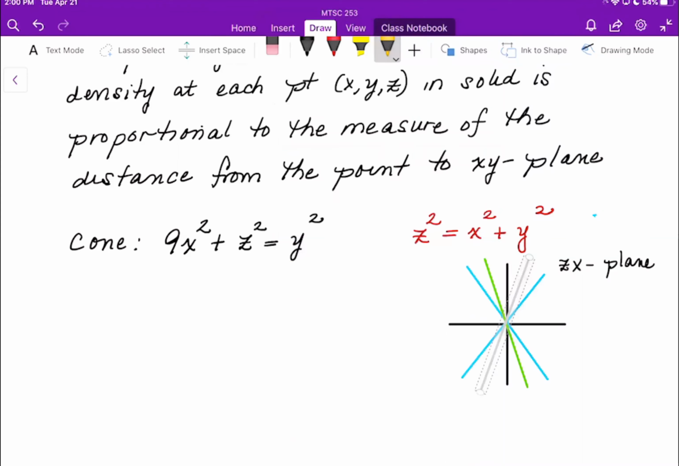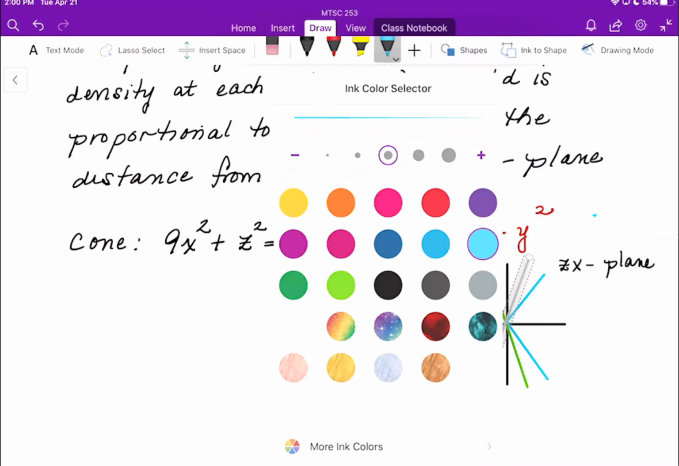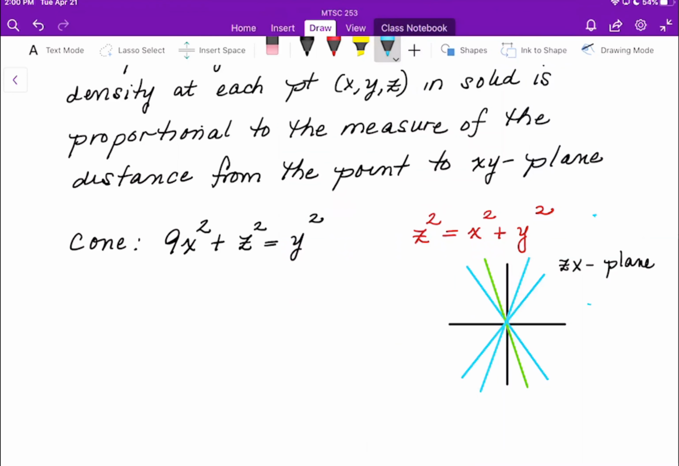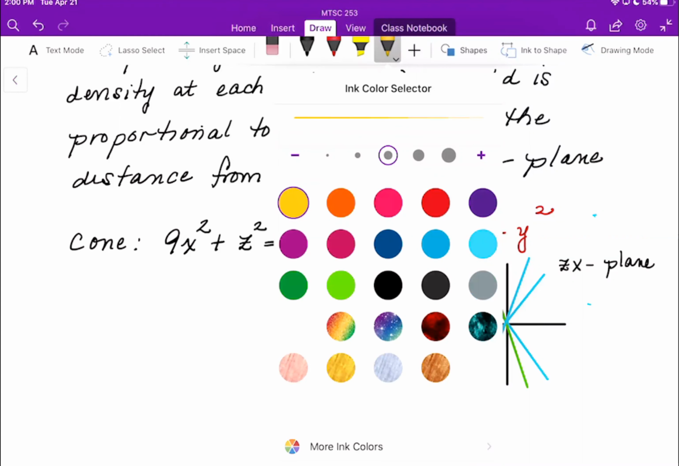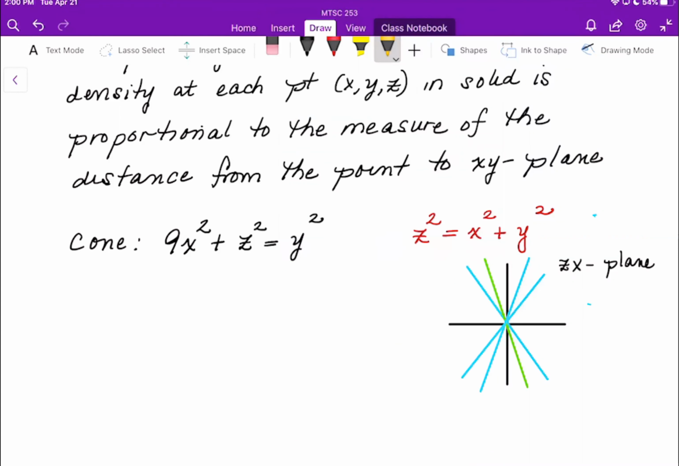I can actually see, okay, that was supposed to be green, but it didn't work, I can actually see the cone. So that was this problem.